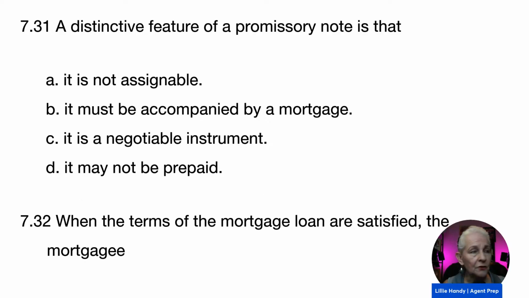So what is the answer for 731? 731, C, it is a negotiable instrument. So a promissory note is a negotiable instrument, which means the payee may assign it to a third party. So A says it's not assignable. It is assignable. Okay, banks sell promissory notes and they sell them for less than what is owed.